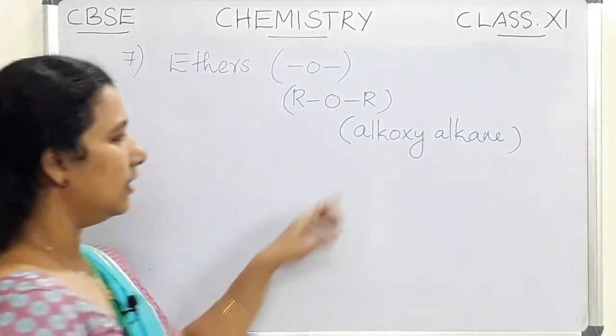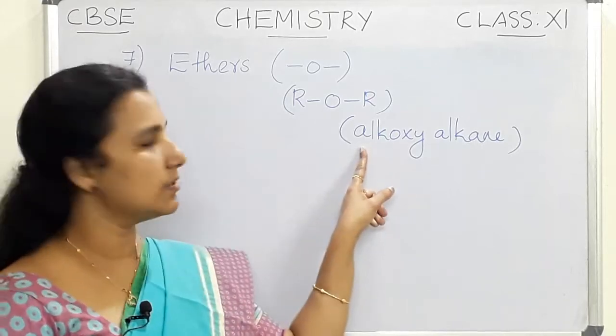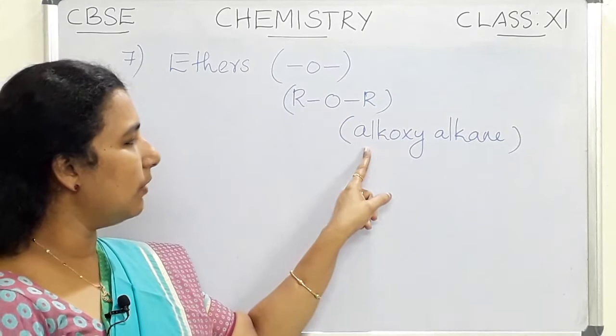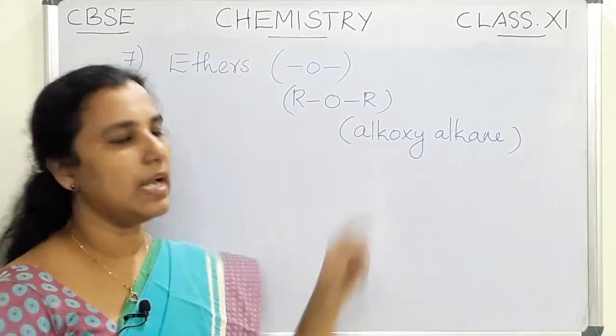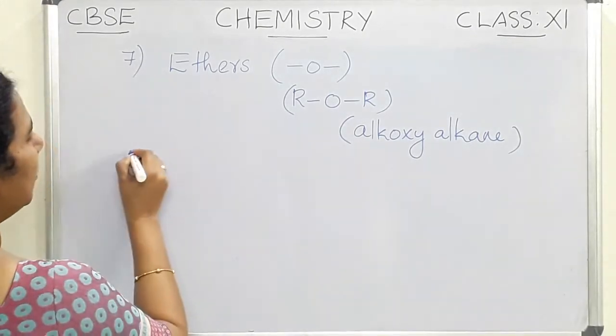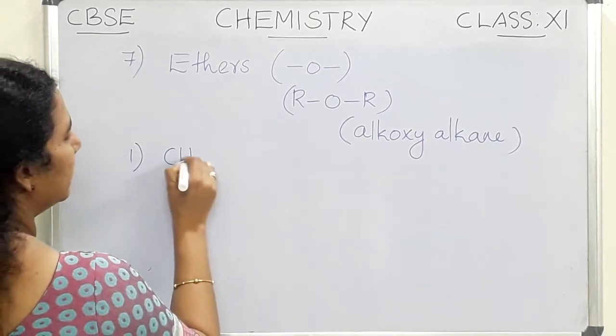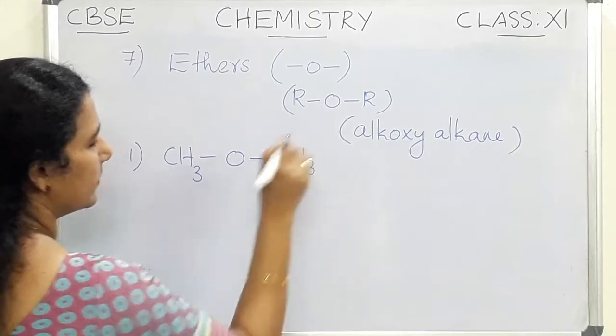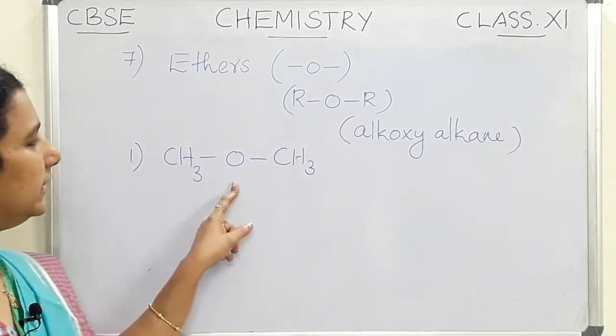So this is the general format for naming ethers. If there is O as the functional group, we have to name this compound as alkoxyalkane. So let us see one compound, one ether, CH3OCH3. This is an example of an ether.